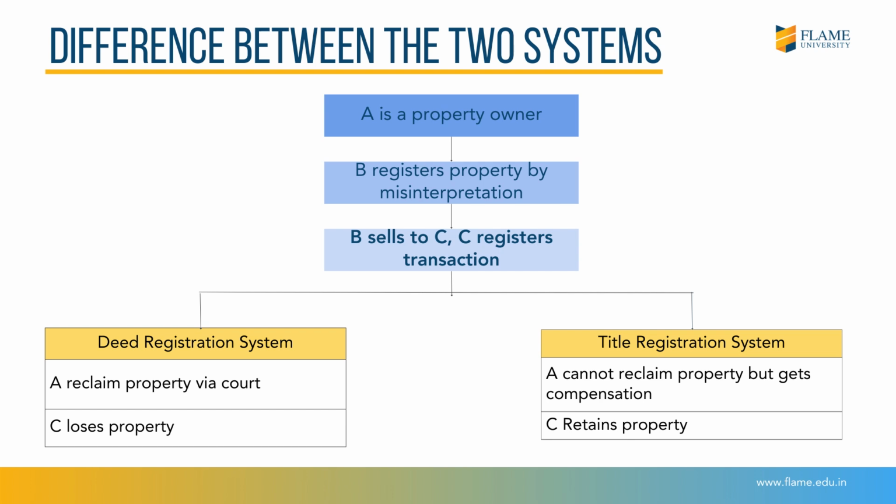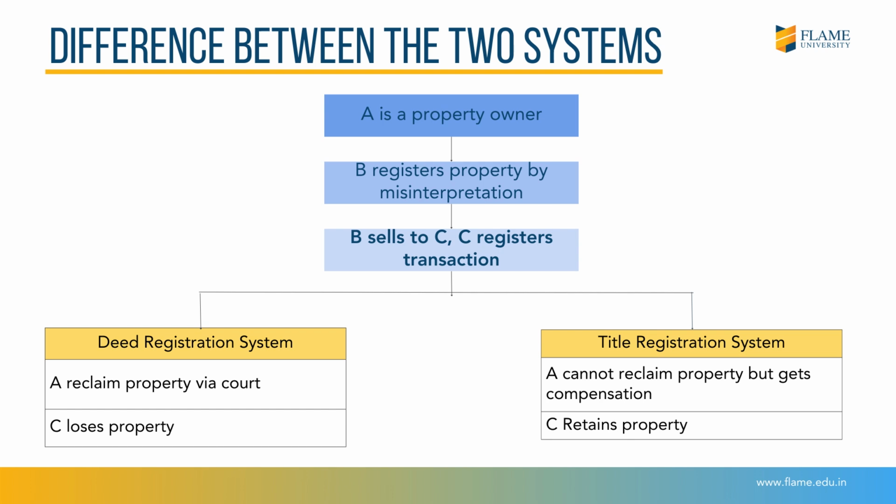Suppose a person B gets registered the property of A in his name by misrepresentation of facts. Then this property is sold by B to C without the consent of A, who was the actual owner of the property, and this transaction is also registered. Let us see what remedy is available for this situation in both the registration systems.